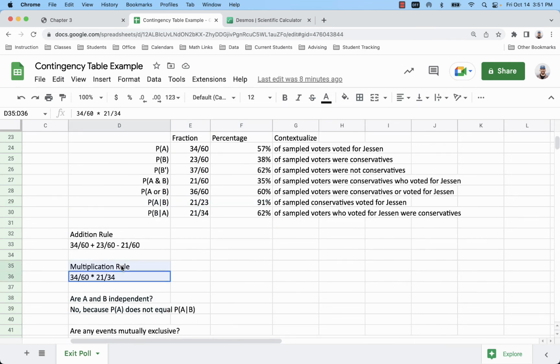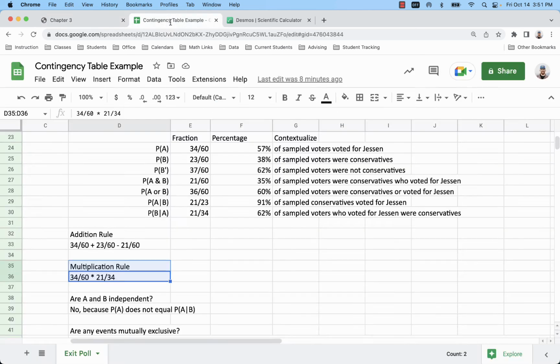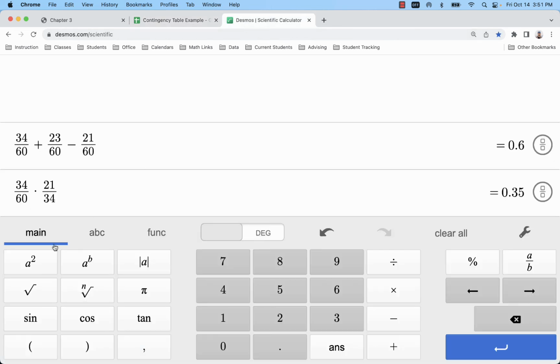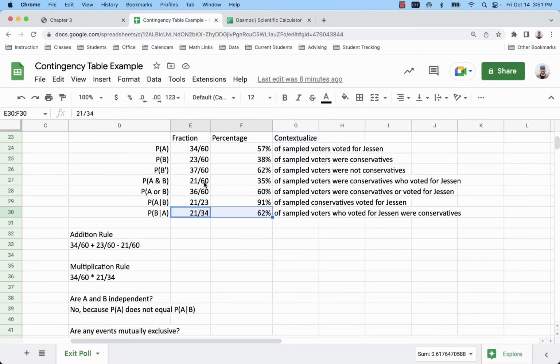And now dialing back here to the multiplication rule, that one says that to find the AND probability, multiply P of B times A given B, or P of A times B given A. I think I chose this first one as an example. So P of A is 34 out of 60 times P of B given A is 21 out of 34. If we look in Desmos, we can see how these 34s would cancel, and it would just be 21 out of 60, and 21 out of 60 is our intersection.